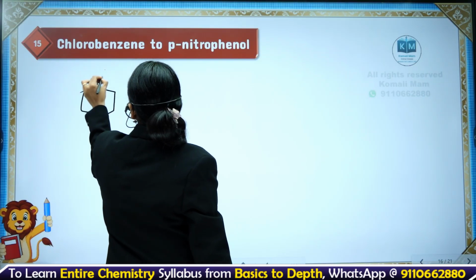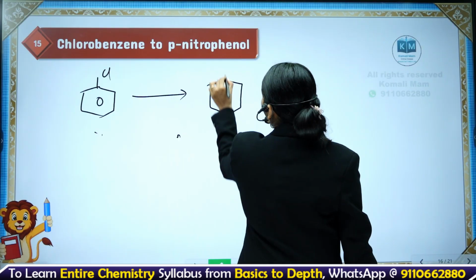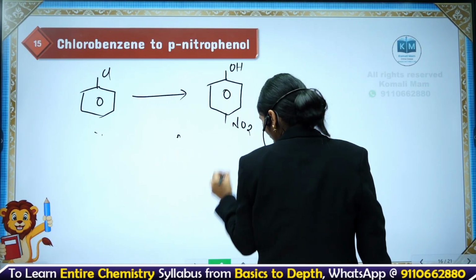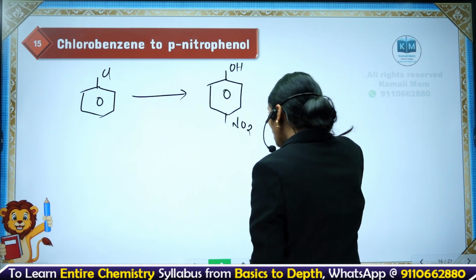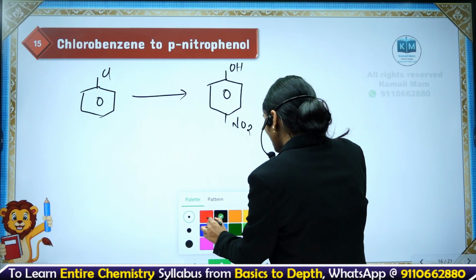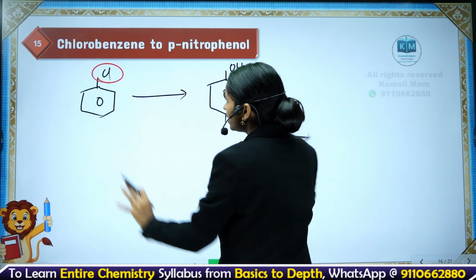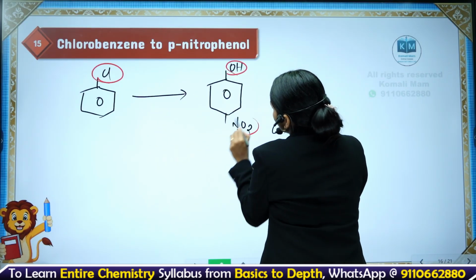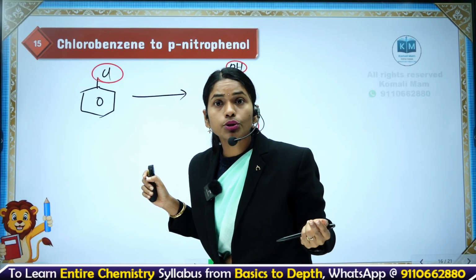See the next conversion. Chlorobenzene to paranitrophenol. How beautiful reactions are. How many conversions you are learning in one video, with many reagents and their functions. Directly observe the difference here and here. Here chlorine is there, here OH is there, here NO2 is there. Two groups you want to replace. How is that possible? How can you replace two groups?